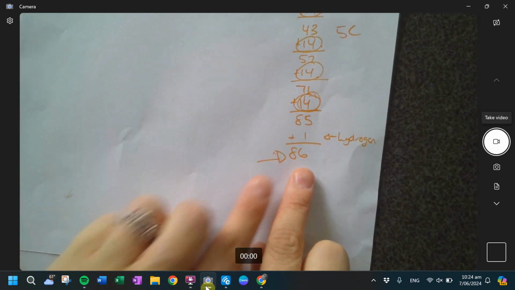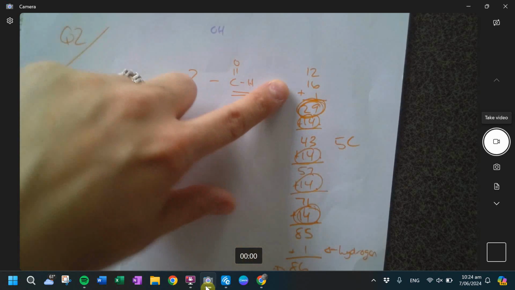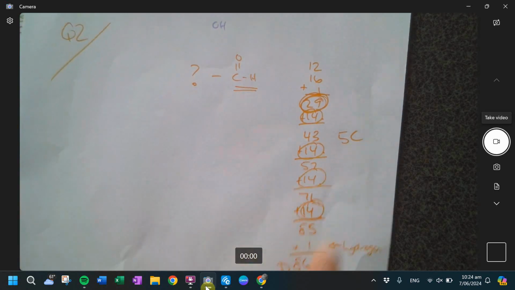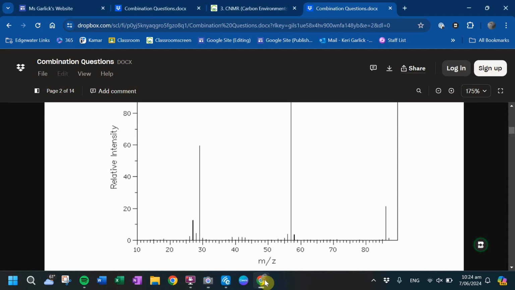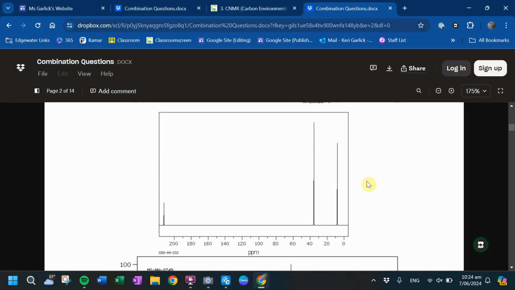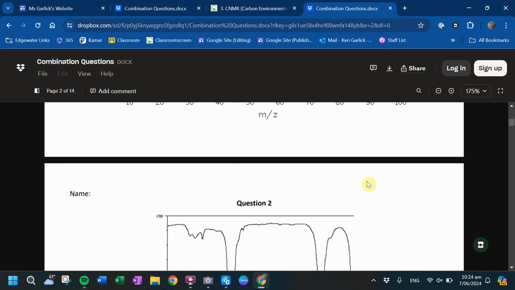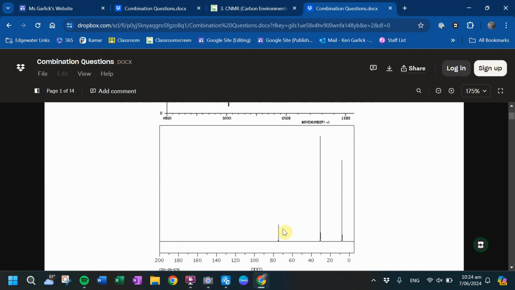Let's pull up the document camera. So we had a peak at 86. And you see how that 86, when I did the math, I had 29, I added 14 each time. It told me it had 5 carbons. So when I then look at the CMMR, you see how this one only has 3 peaks. That tells me there must be symmetry in the molecule. So whenever the number of peaks does not match the number of carbons, you have some symmetry. So that way you can double count some of these carbons. Same with this guy that we did for question number 1. There's only 3 peaks, so that tells me there's symmetry in the molecule.